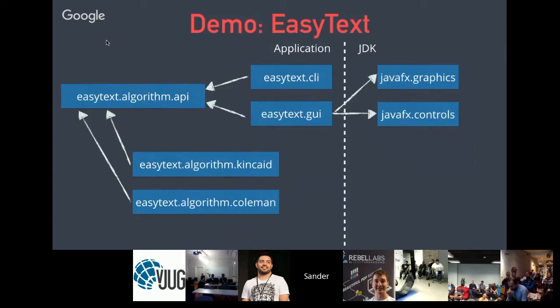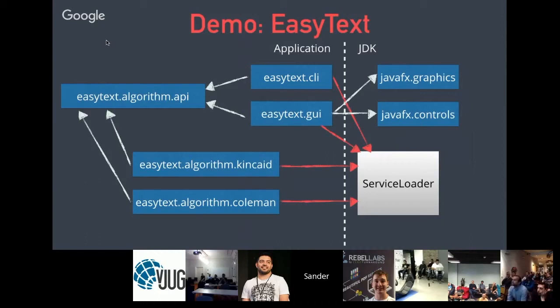And these two implementation modules also depend on the API because they need to implement this analyzer interface. But there's no direct coupling between the front ends and the implementation of the analysis services. There's only an indirect coupling through the service loader that we already saw. And this happens at runtime, and the wiring is done by the module system as well, between services, consumers, and providers.